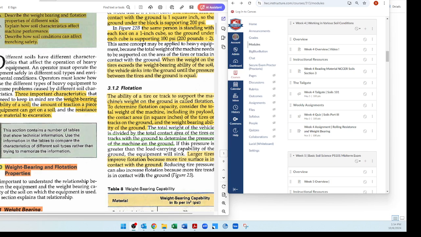Remember a while ago we ended up with 1,040. So in this case, the total weight of the vehicle, which could be 54,000 pounds, is divided by the total contact area of the tires, which in our case is a total of 1,040, or tracks with the ground, to determine the pressure of the machine on the ground. If this pressure is greater than the load carrying ability of the ground, the equipment will sink. Larger tires improve flotation because more tire surface is in contact with the ground.